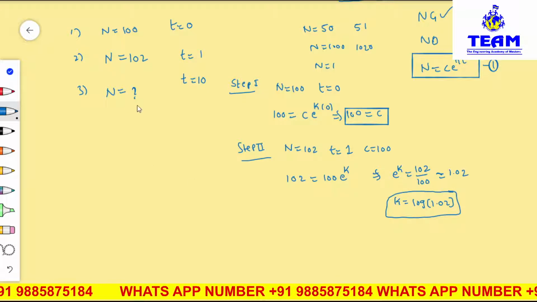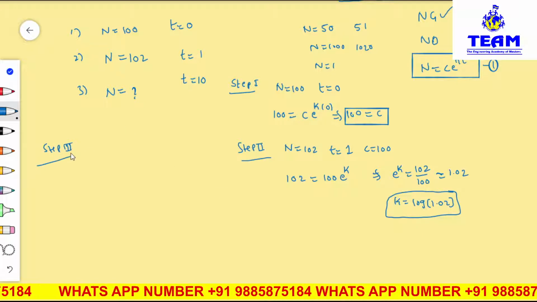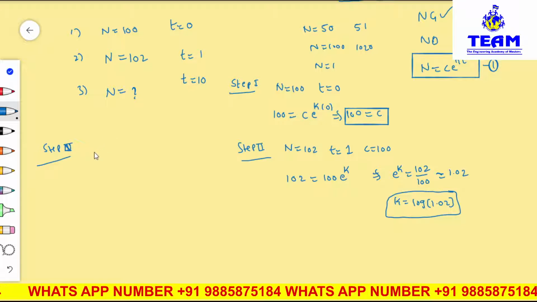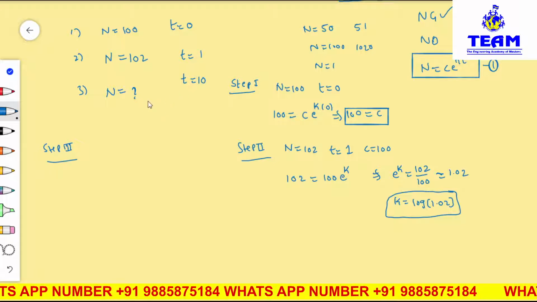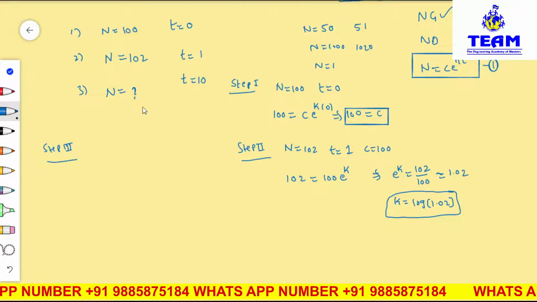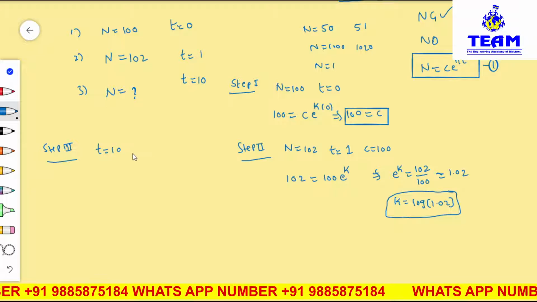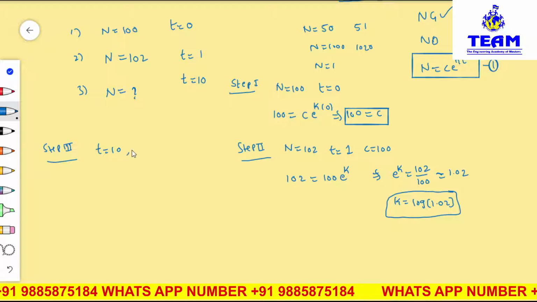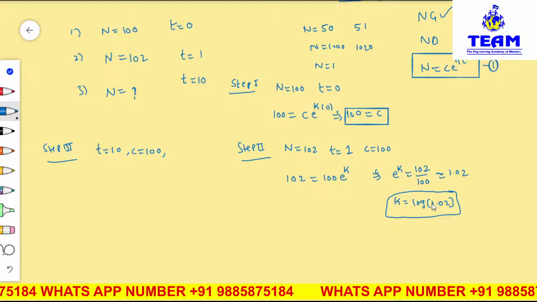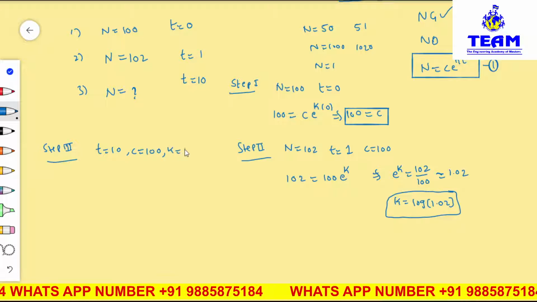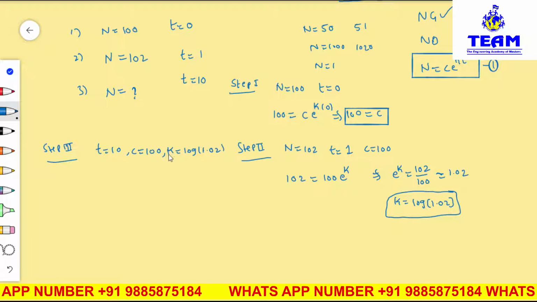Now I want the N value. Now step 3, friends. Step 3, N I need to find out. I don't know the value of N. I know only the t value. So t is equal to 10. 10 years I have. Do you know what is the c value? Yes, c and k values I know. K is equal to log of 1.02.